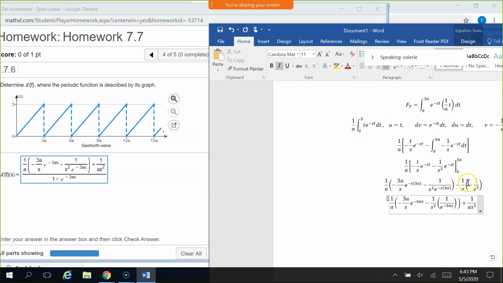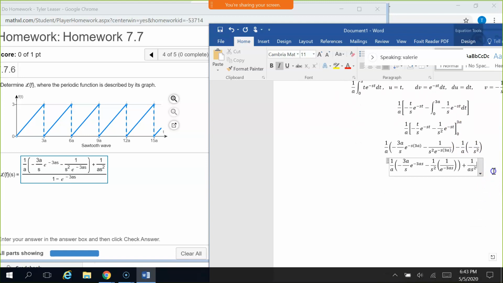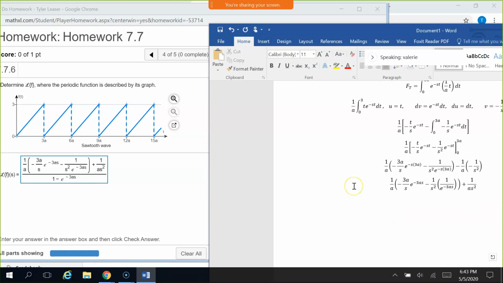Was there any way to use the formulas that they have, or is the only way to do this one by integration? The only way to do these periodic ones is by integrating. You cannot use that table for any of these.